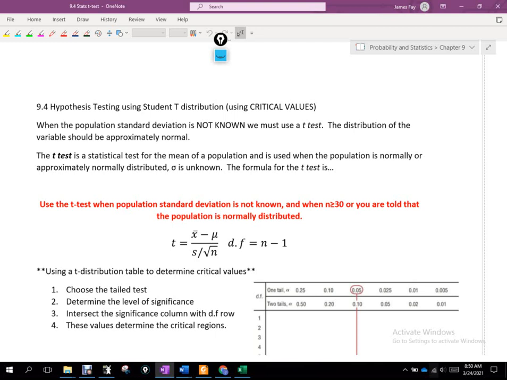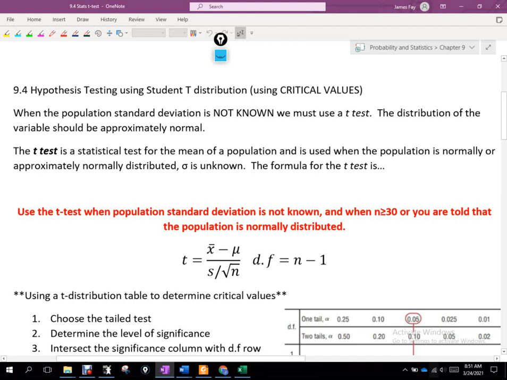So what happens if I can't get to 30? What do I turn to? The t-distribution allows for that. So when the population standard deviation is not known, we must use a t-test.